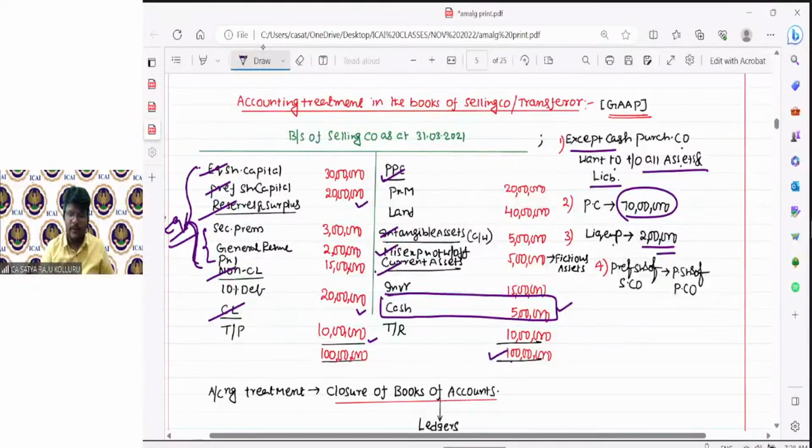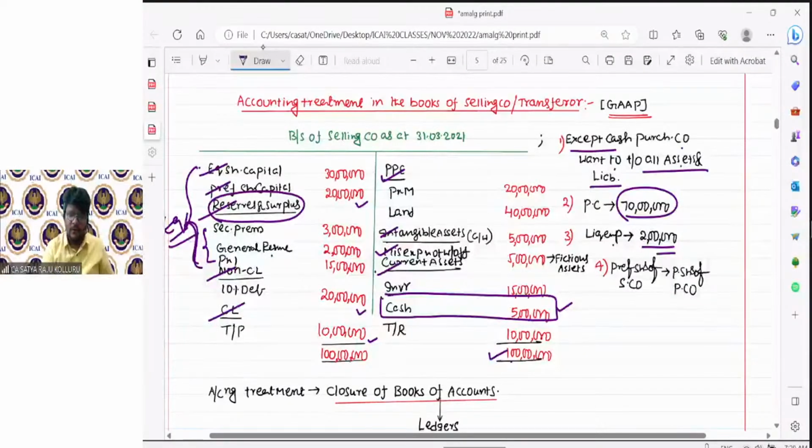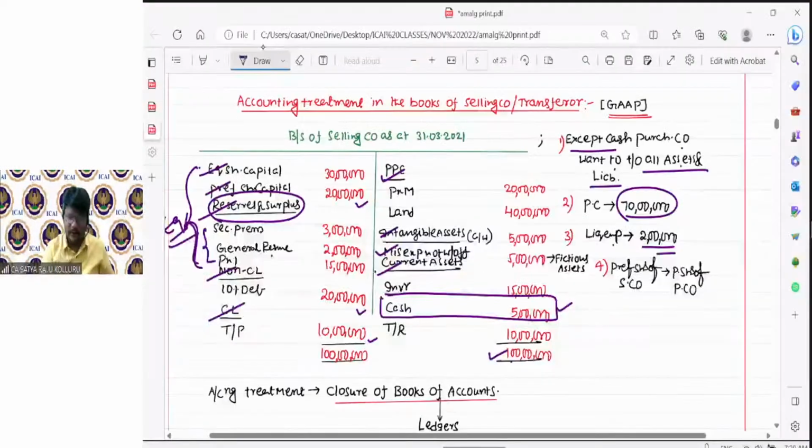Now tell me about reserves and surplus. Guys, do reserves and surplus belong to preference shareholders or equity shareholders? Who are the real owners of the company? Equity shareholders or preference shareholders? Equity shareholders. That's why these reserves and surplus belong to equity shareholders. Whatever balance exists under securities premium, general reserve, P&L account, whether credit balance or debit balance, it doesn't matter. It belongs to equity shareholders. So you can also transfer securities premium, general reserve, P&L to equity shareholders. Securities premium is 3 lakhs. General reserve is 2 lakhs. And P&L is 15 lakhs, right?